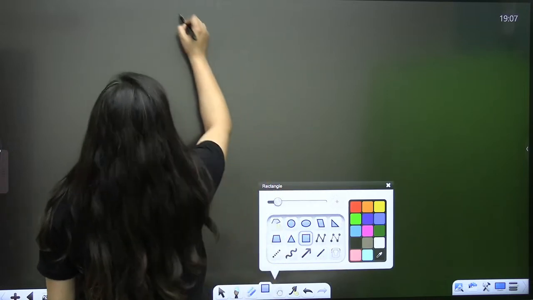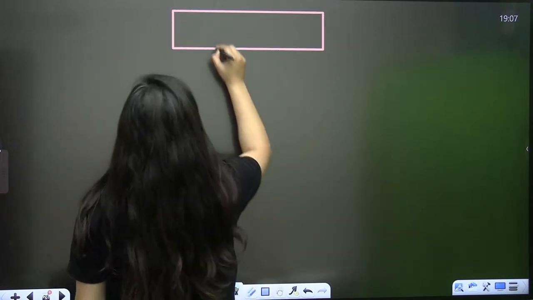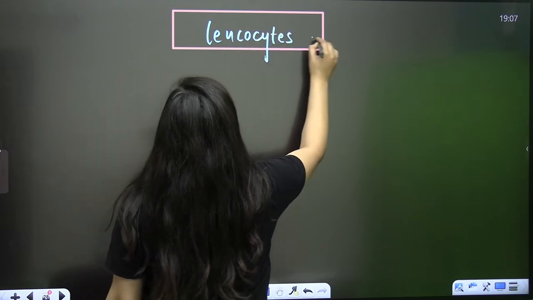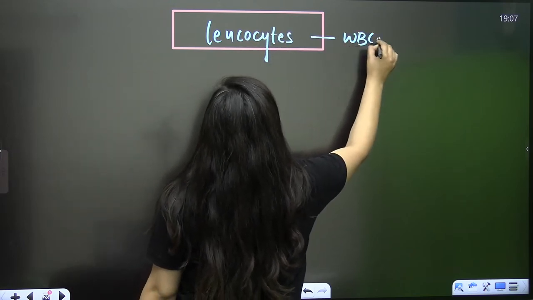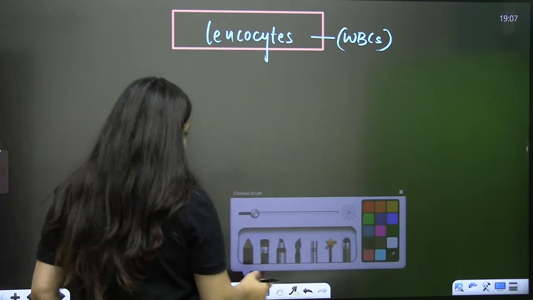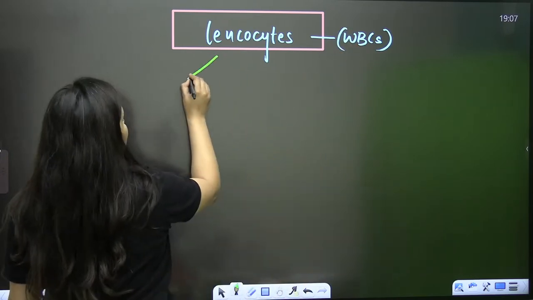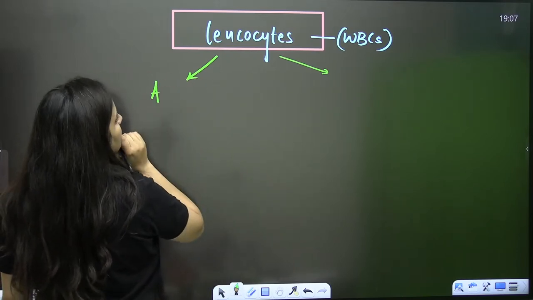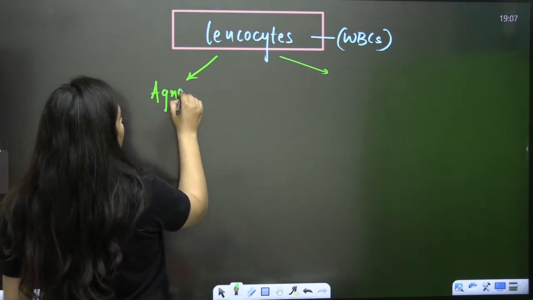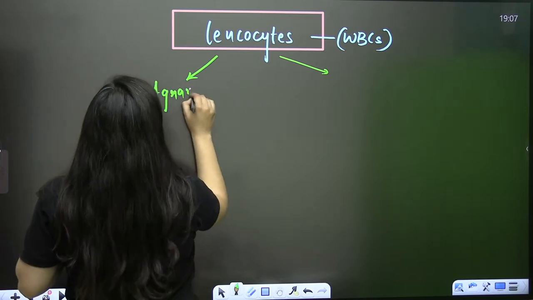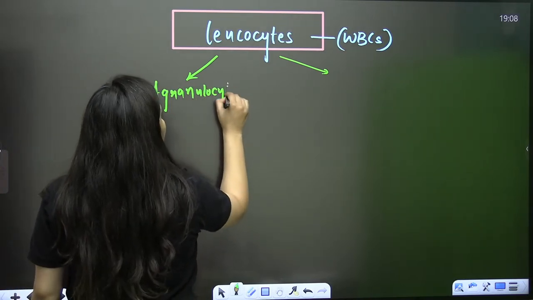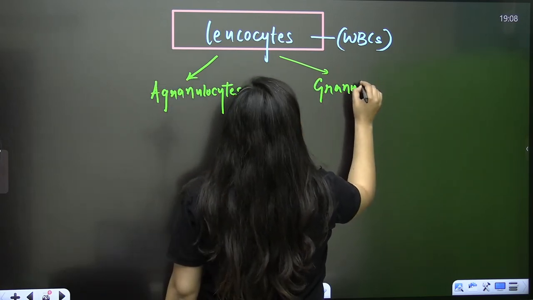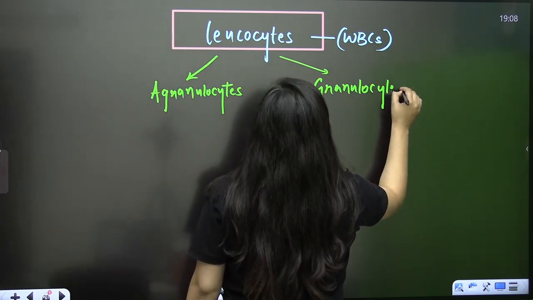Next is leukocytes, that is your WBCs, white blood cells. Here you are going to divide them into two parts: agranulocytes and granulocytes.